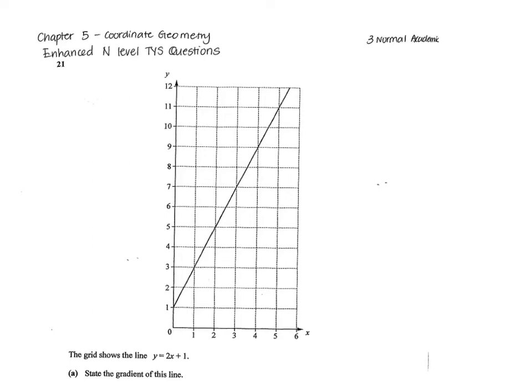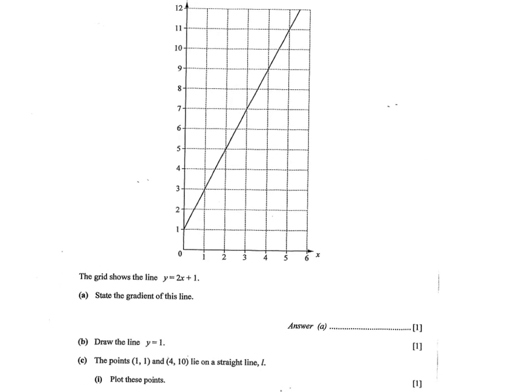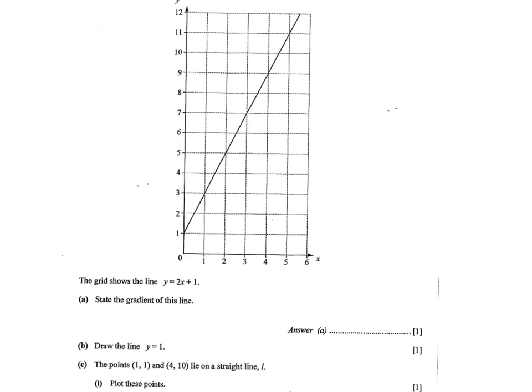Sec 3 NA Mathematics, now Chapter 5 Coordinate Geometry and Level TYS questions. Now, given the following number question, 21, the grid shows the line y equals 2x plus 1. State the gradient of this line. So what do we know?